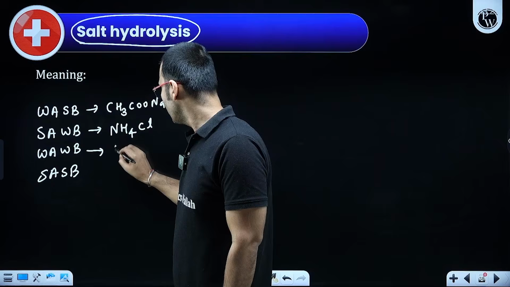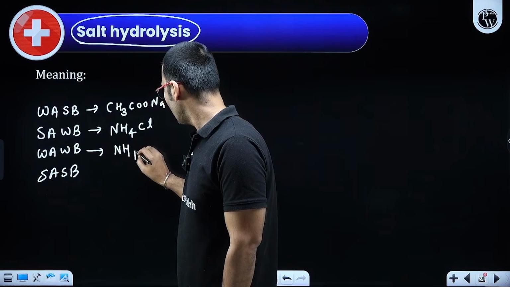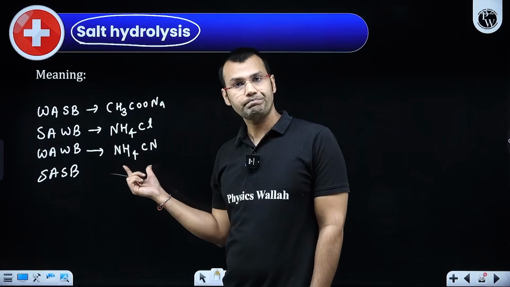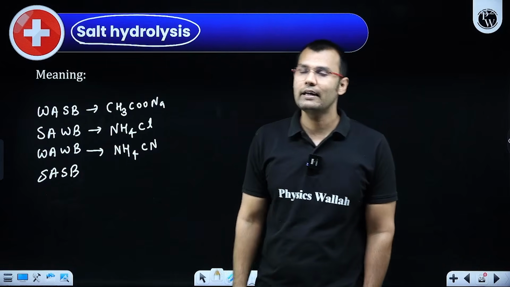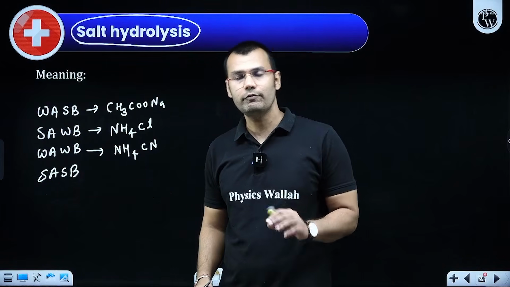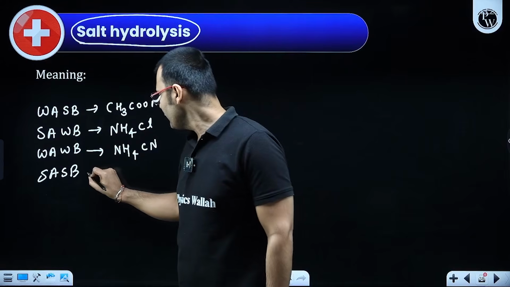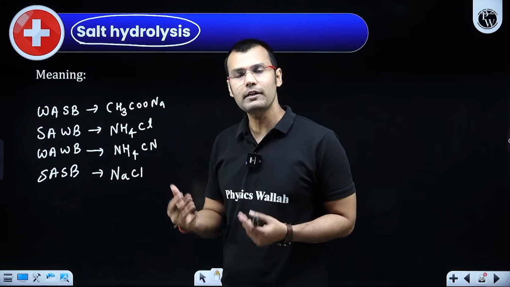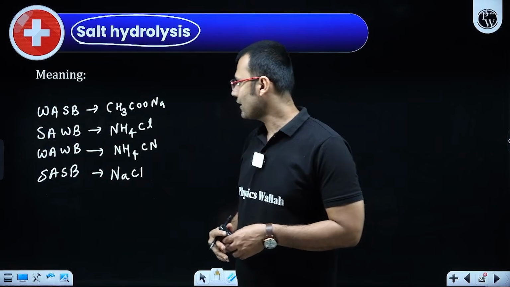Similarly, if you talk about ammonium cyanide or ammonium acetate, right? So ammonium cyanide is created by ammonium hydroxide and HCN. Both are weak base and weak acid. And if you talk about strong acid, strong base, salts like NaCl, KCl, KBr, right? They are the salts of strong acid, strong base.